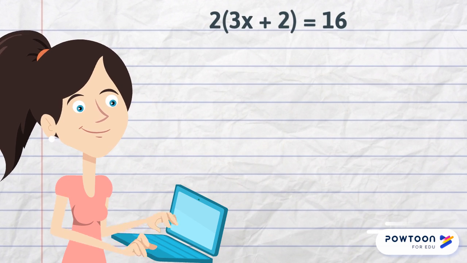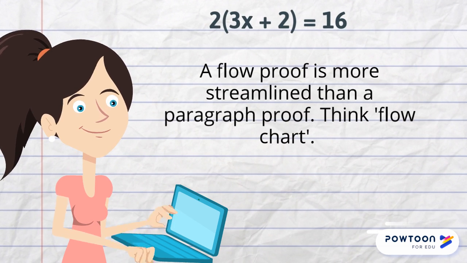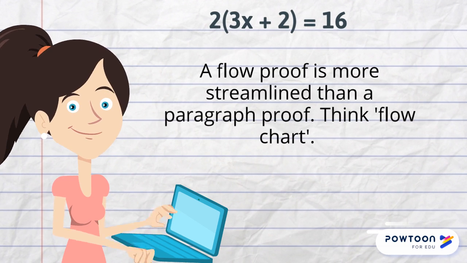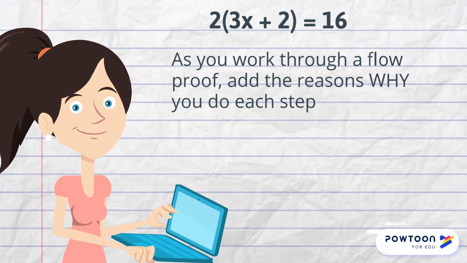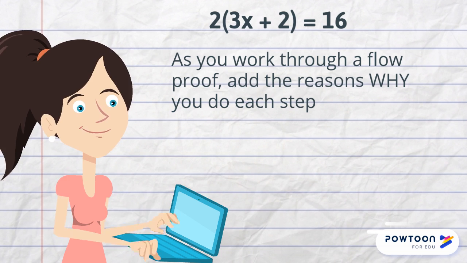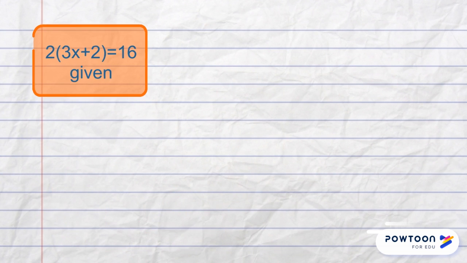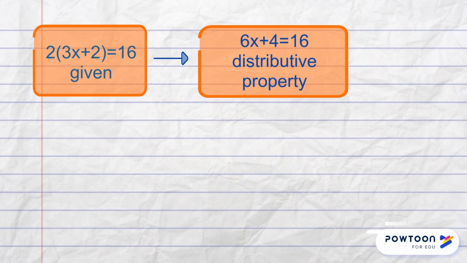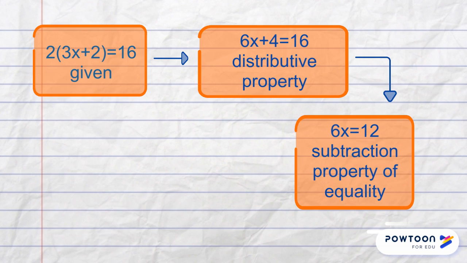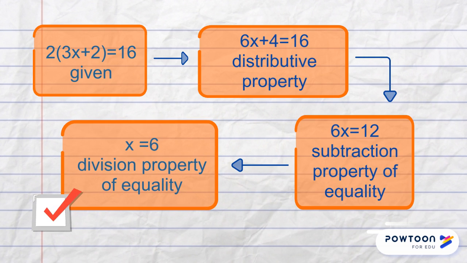A flow proof is similar to a paragraph proof, but it looks more like a flow chart. You write out the actual steps individually and add reasons why you did each step. Let's do a flow proof using the same equation as before. The first thing you want to write is the equation and the word given as its reason, because that's the information you're given. Then we use the distributive property, the subtraction property of equality, and finally division property of equality to get our final answer.